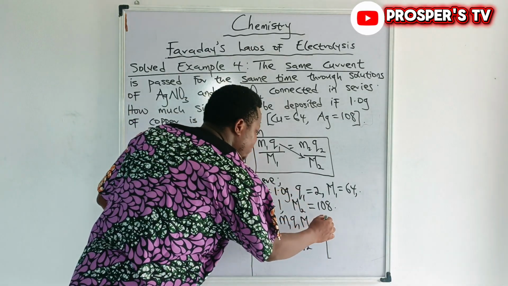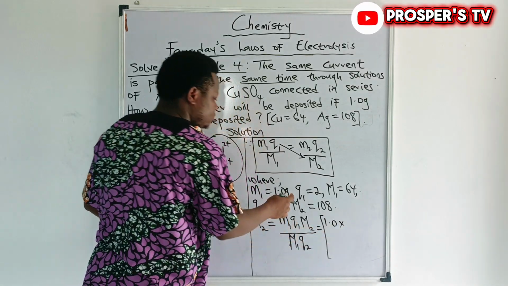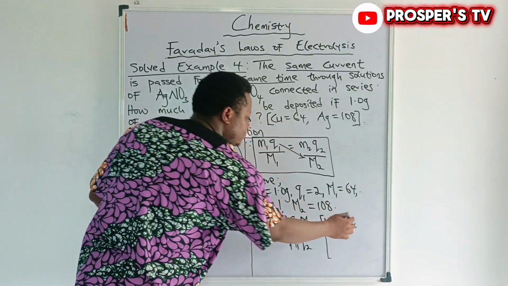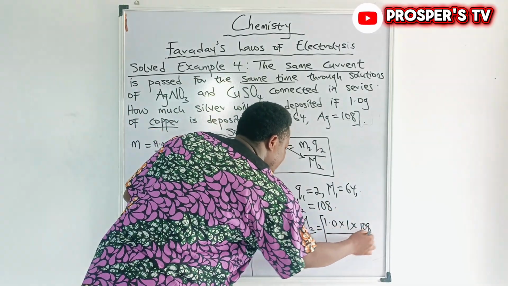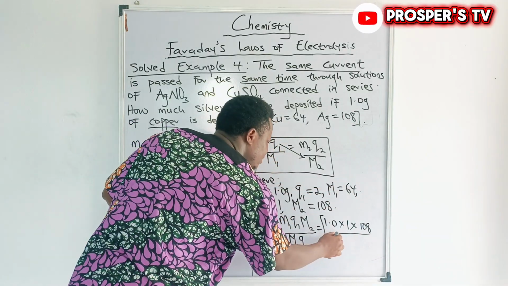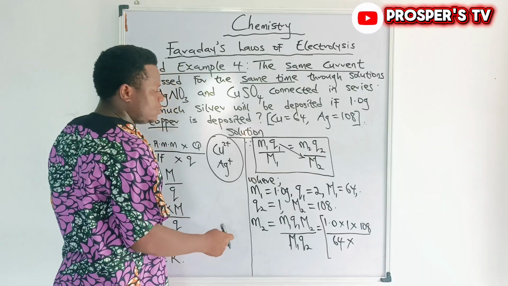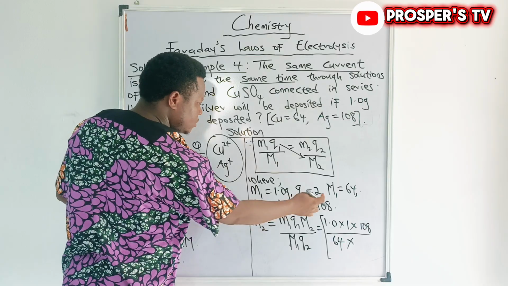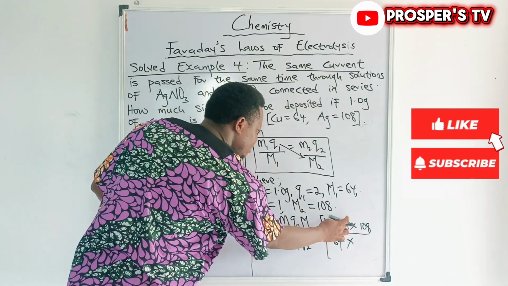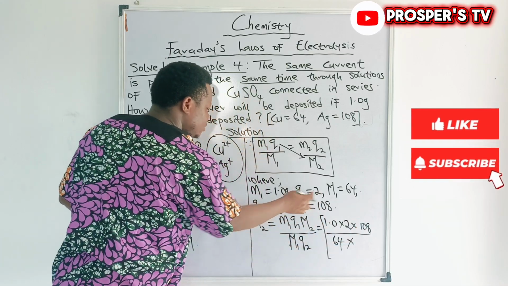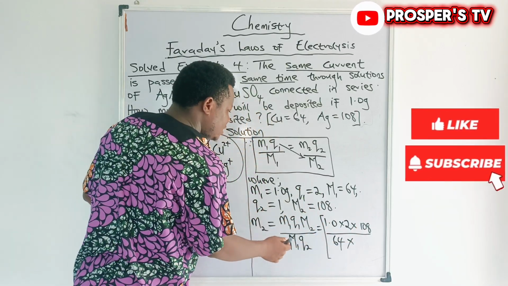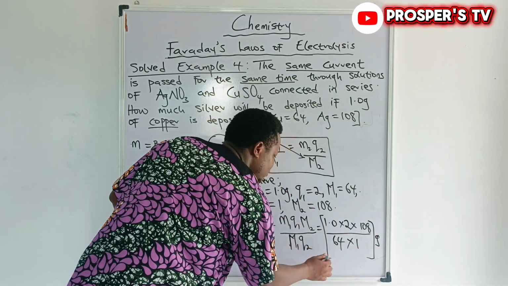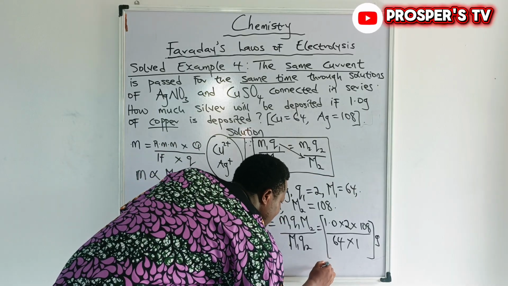So your m1 is what? 1.0 times your Q1, which is 1 times your M2, capital letter M2 is 108, then divided by your M1, capital letter M1 is 64, then times your Q2. Sorry, Q1 is 2 over here. That's a mix up. Q1 is 2. Then Q2 is 1. Then you put your grams, the unit, at the back. So you punch that in your calculator and you have your final answer.